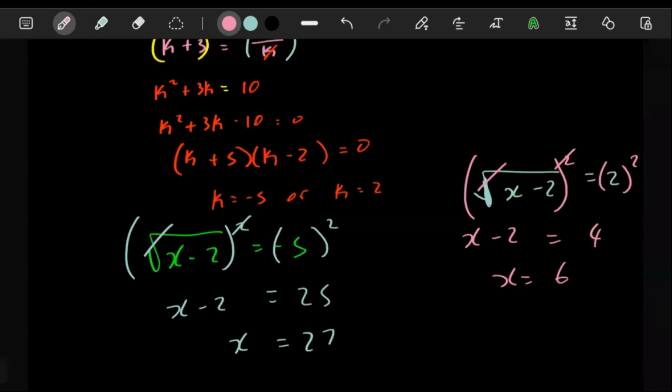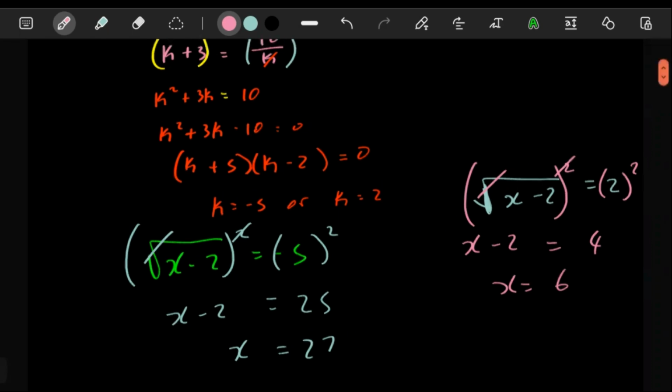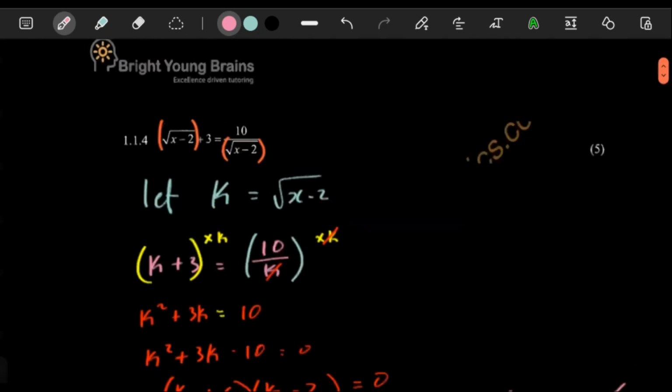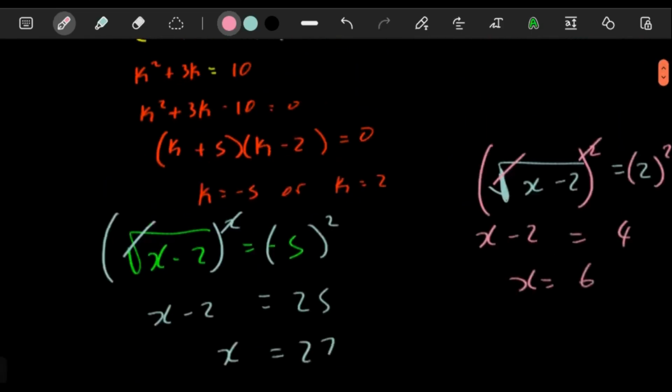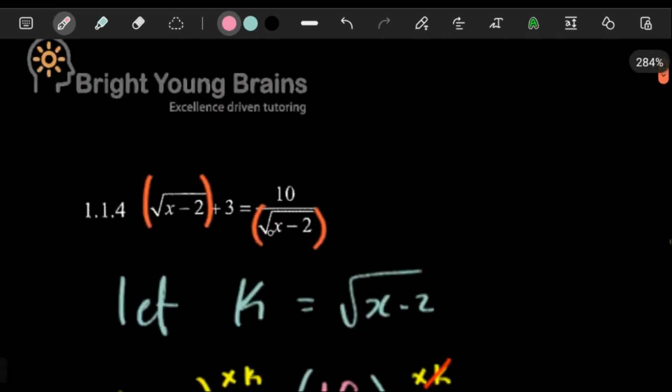So in this situation, you can see that things are just looking good. So you just keep moving forward. The only thing is, in situations like these, you want to test out your answers, because normally when you have stuff under square roots like this, not both answers work. So let's test out the 27. 27 minus 2 is 25. Square root of 25 is 5. 10 over 5 is 2.